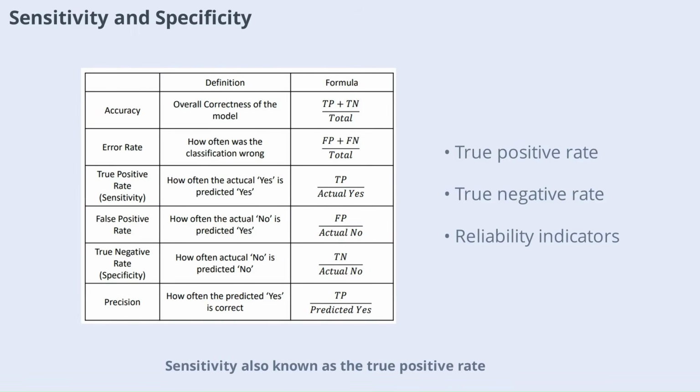Sensitivity, also known as the true positive rate, measures how often actual yes cases are correctly predicted as yes. Specificity, or the true negative rate, measures how often actual no cases are correctly predicted as no. These metrics are especially important in medical testing and other fields where the cost of errors can be high.